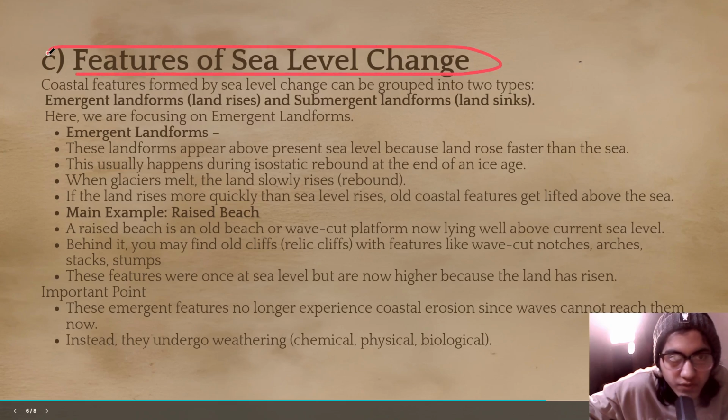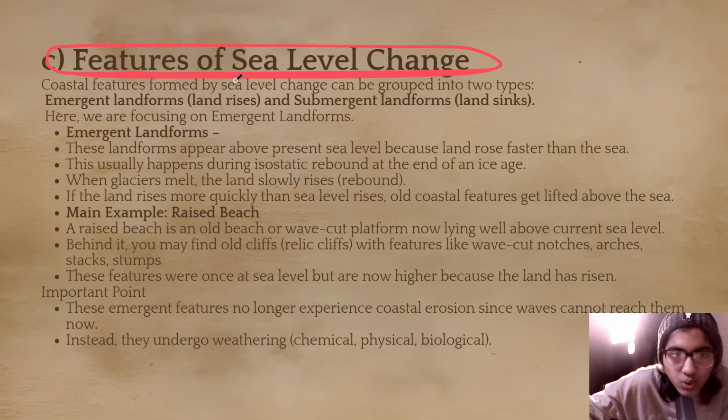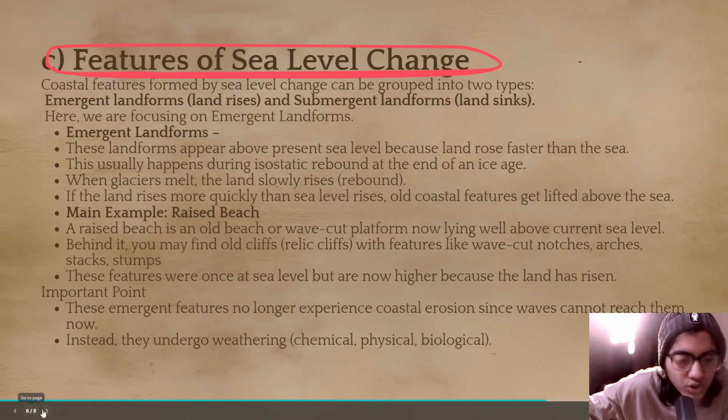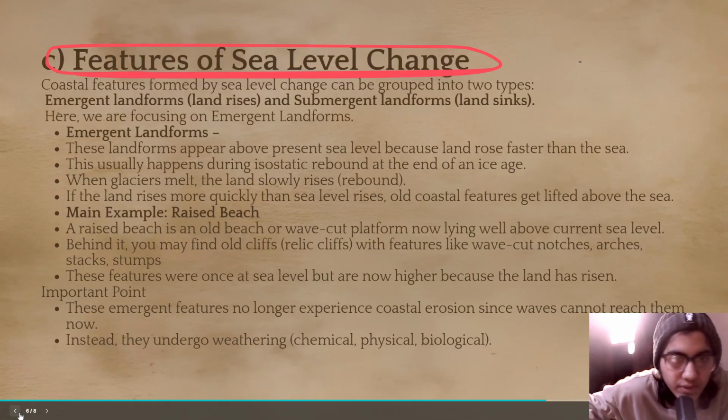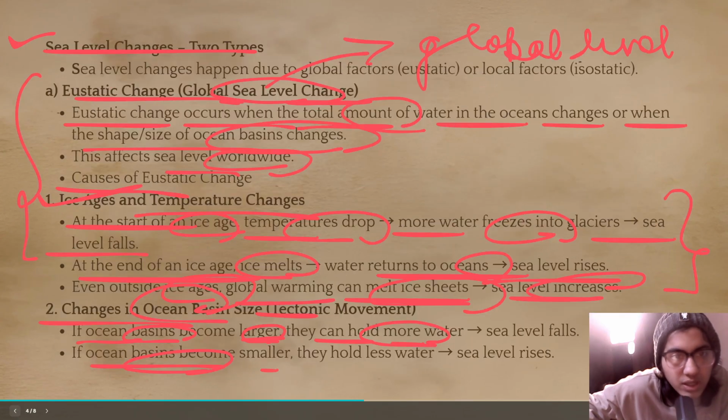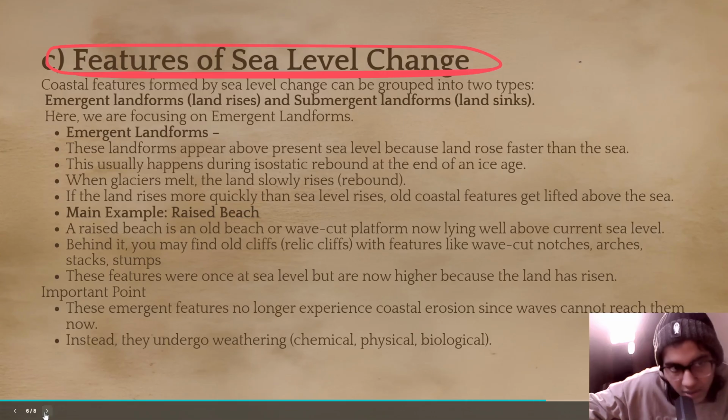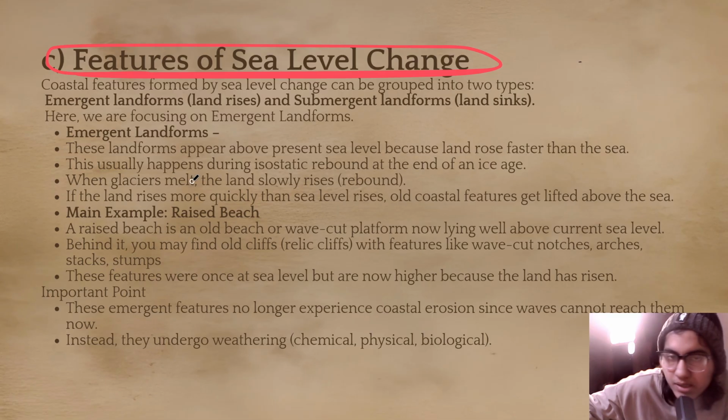So now let's see the features of sea level change. We have seen several sea level changes, like the eustatic and isostatic. Now we will see the features. Features are mainly divided into two parts: emergent and submergent. In the emergent, something is emerging. Emergent landform means emerging, rising land. Submergent landform means submerging, sinking land.